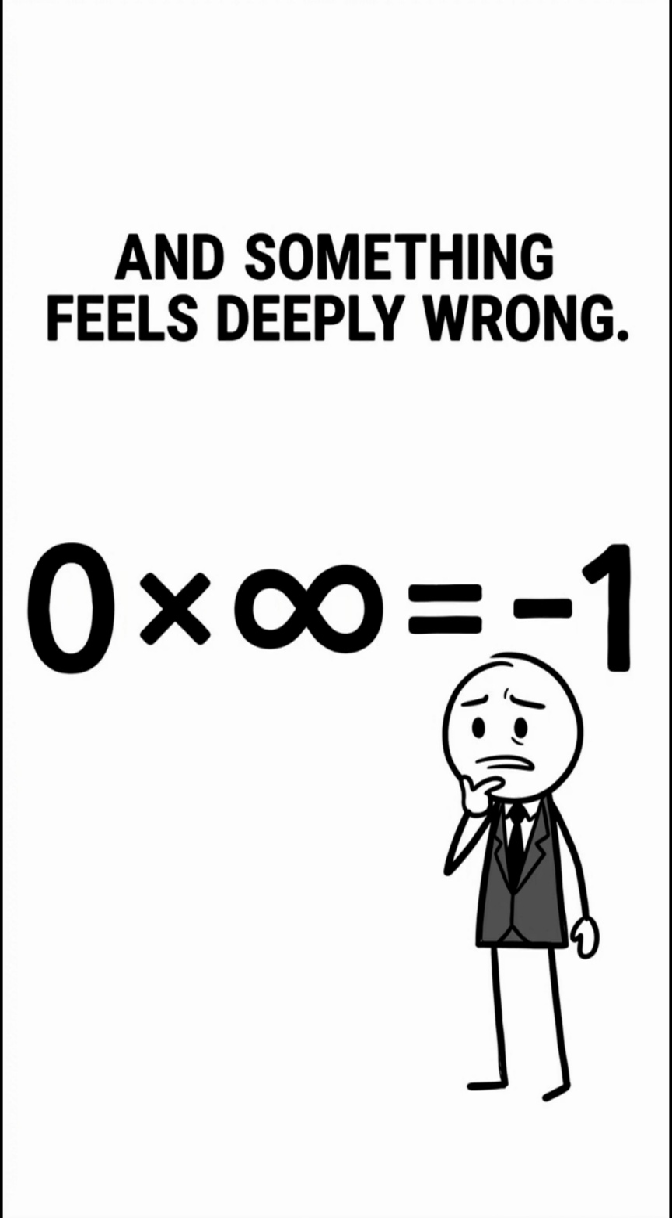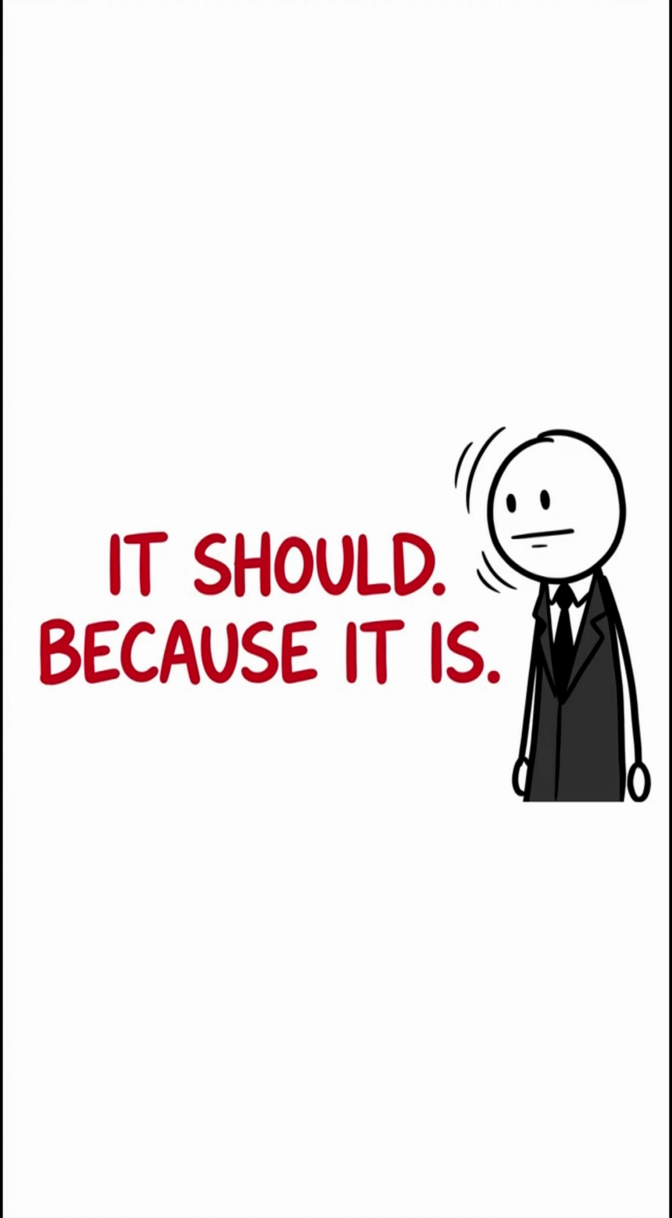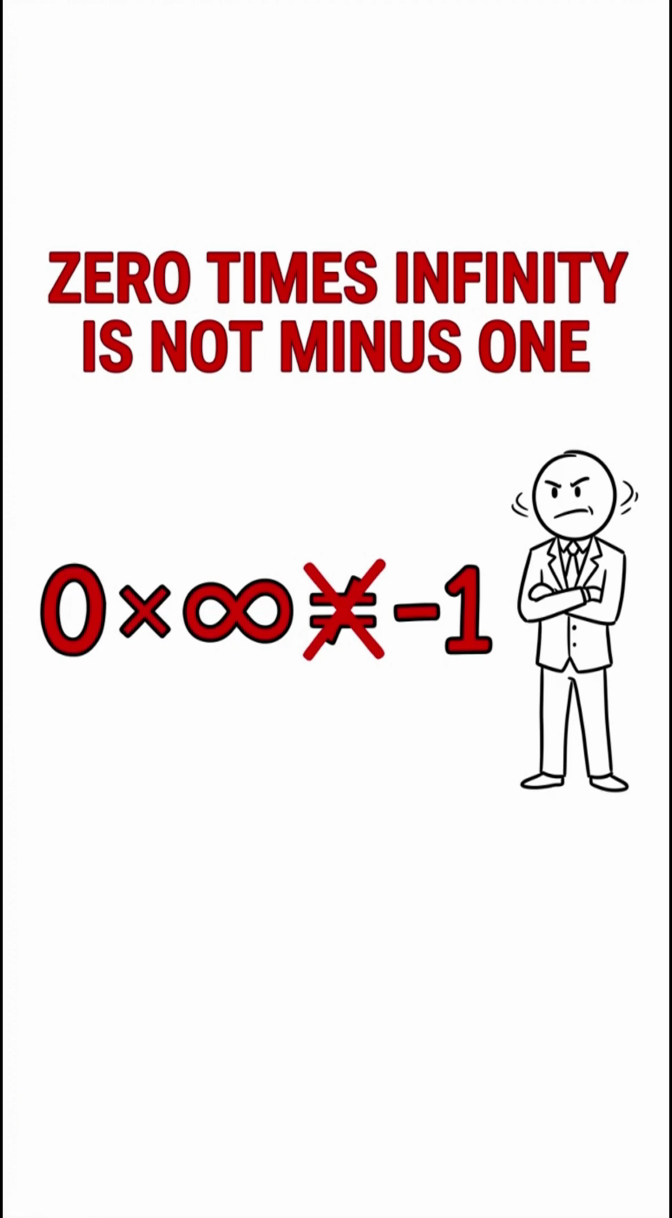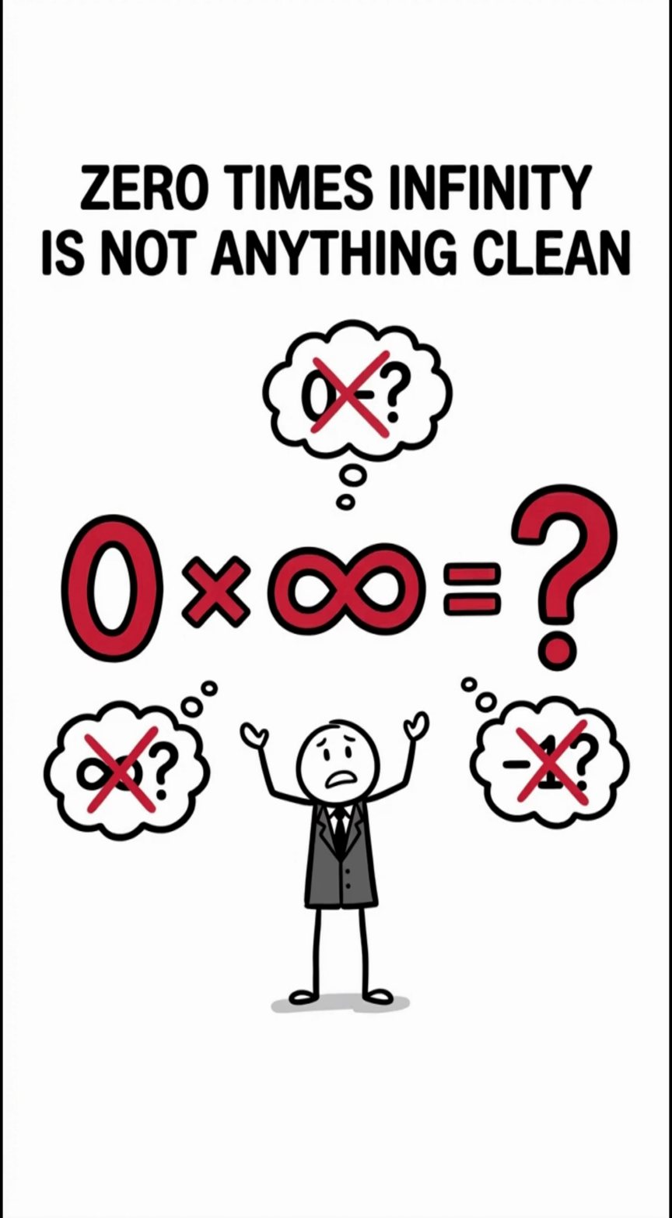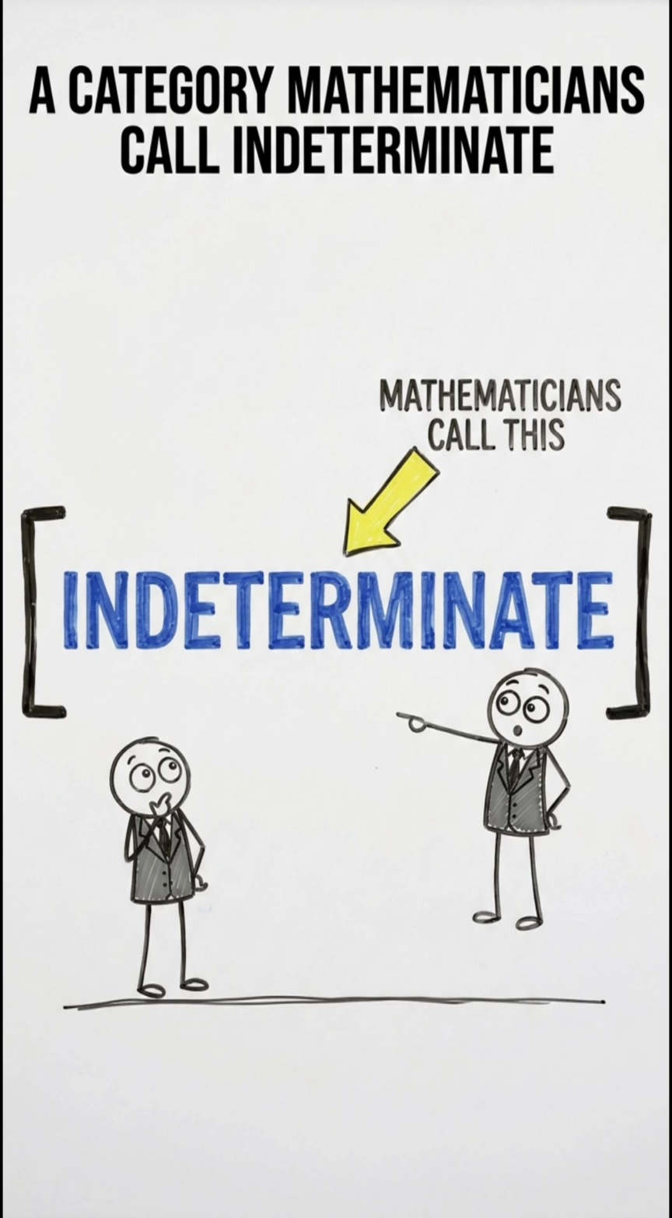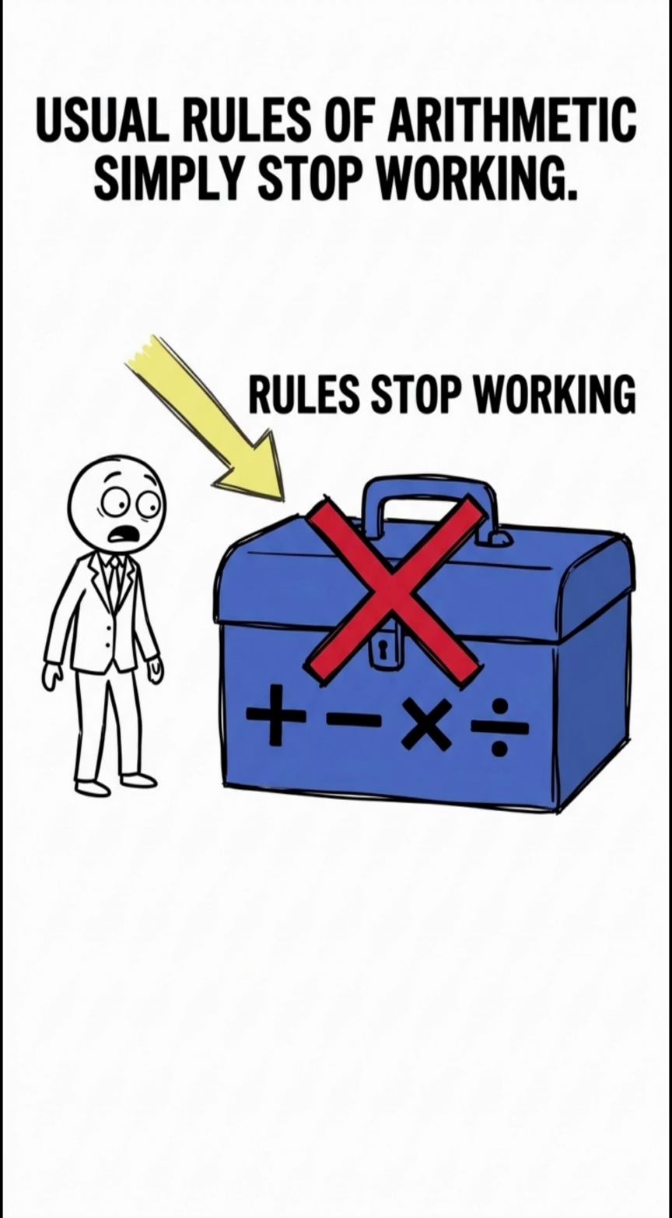And something feels deeply wrong. It should, because it is. 0 times infinity is not -1. 0 times infinity is not anything clean. It sits in a category mathematicians call indeterminate, a form where the usual rules of arithmetic simply stop working.